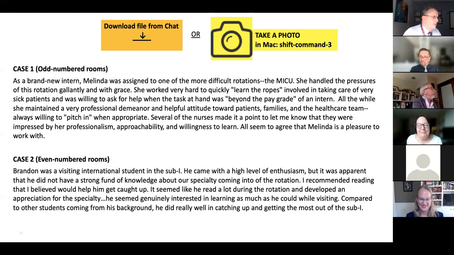So we heard from groups 11, 5, 3. Anyone from the other odd number groups have anything more to add to what's already been said?